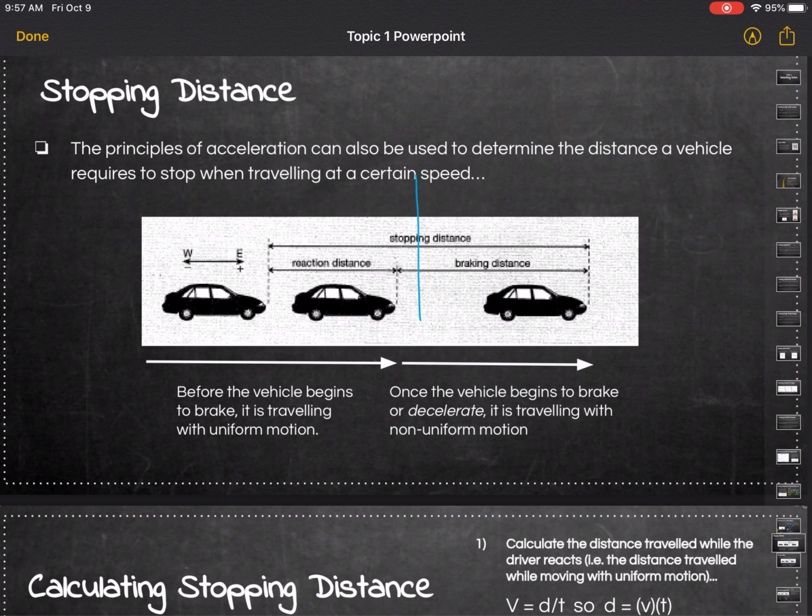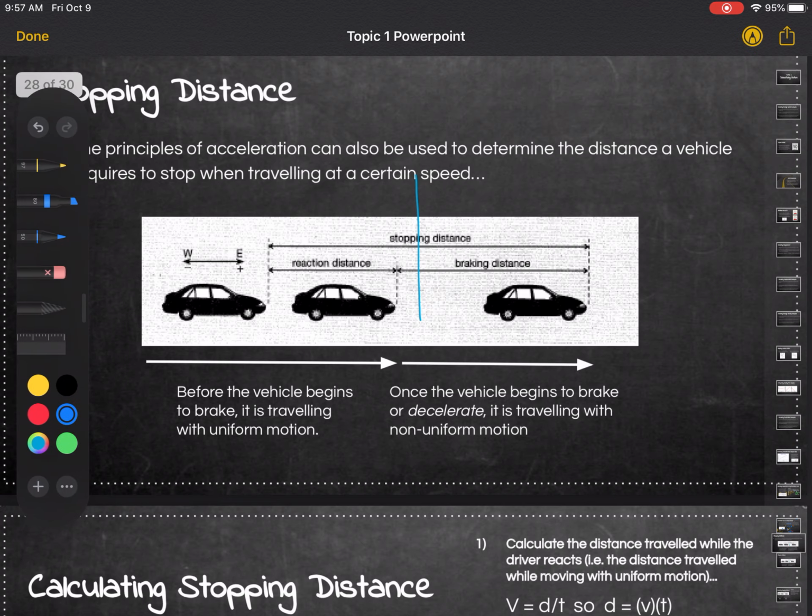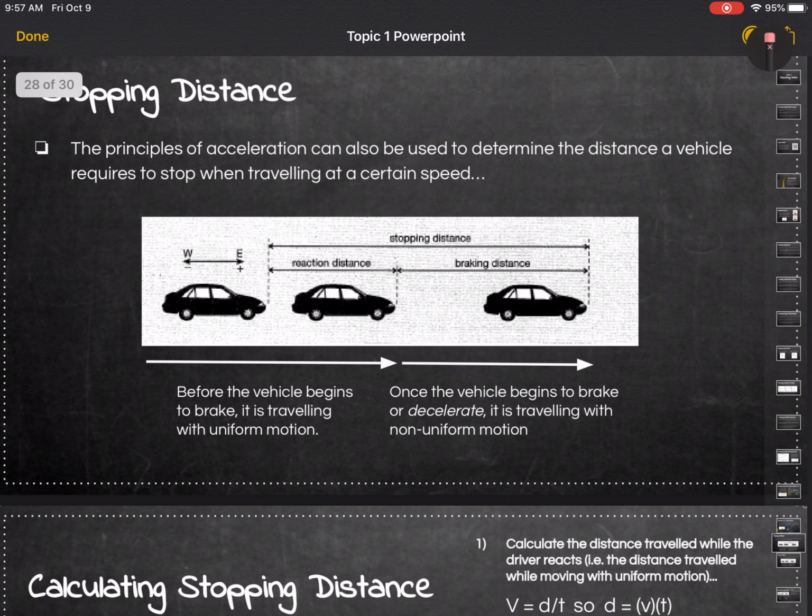And then the last thing that we need to go over in this little section is stopping distance. It says the principles of acceleration can also be used to determine the distance a vehicle requires to stop when traveling at a certain speed. Before the vehicle begins to brake, it's traveling with a uniform motion. Once a vehicle begins to brake or decelerate, it is traveling with a non-uniform motion.